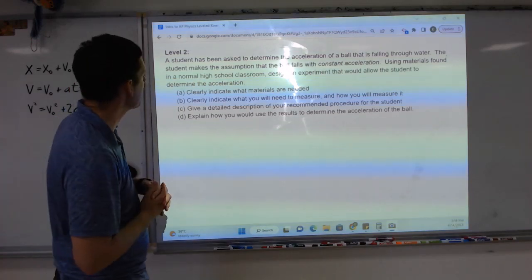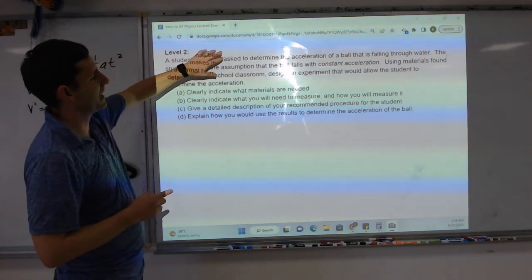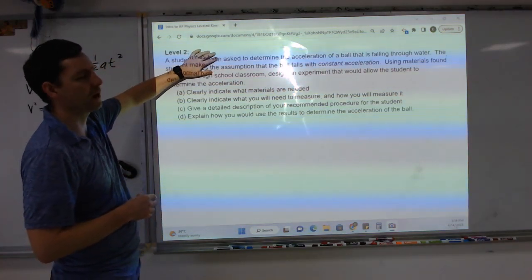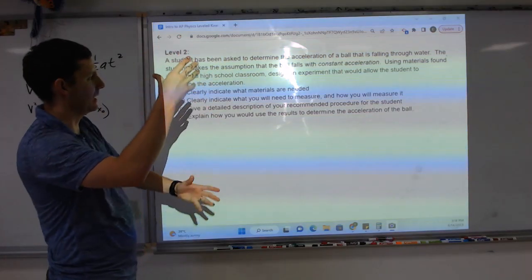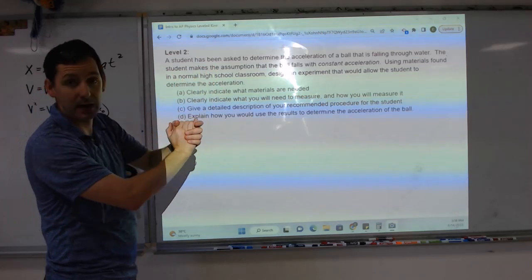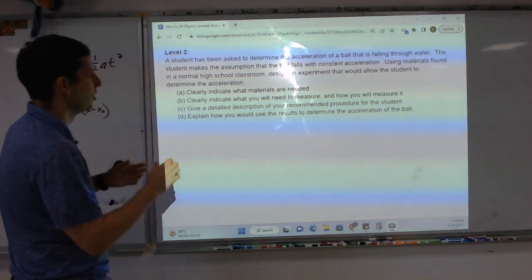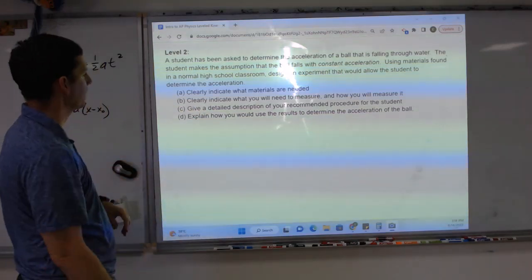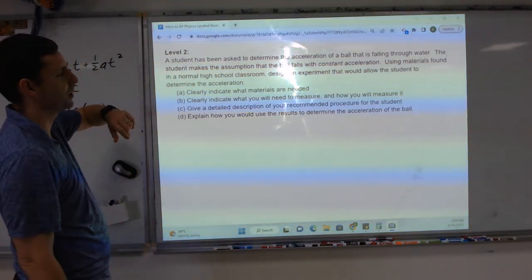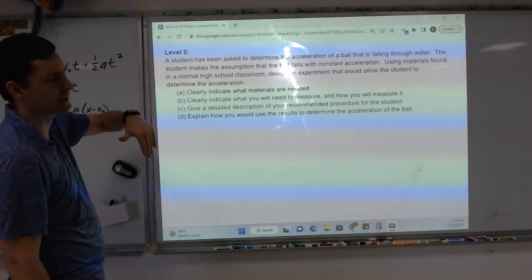So in this question, a student's been asked to determine the acceleration of a ball that's falling through the water. Okay, so you might have, well, I guess we don't know what we have. You get to come up with that. So the acceleration of a ball falling through water somewhere. The student makes the assumption that the ball falls with constant acceleration.